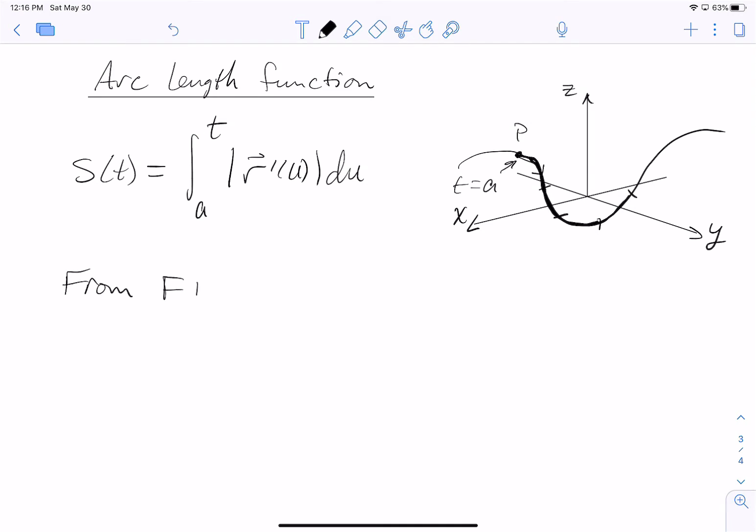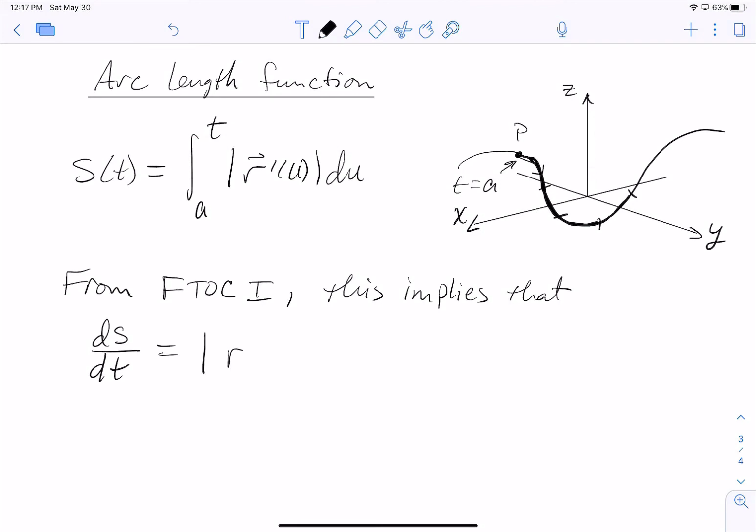From the fundamental theorem of calculus part 1, this implies that ds/dt, the derivative of the arc length function with respect to t, is equal to, well, the fundamental theorem of calculus says if I differentiate an integral, I get the integrand evaluated at the variable upper limit. And so ds/dt is equal to the magnitude of r prime of t.